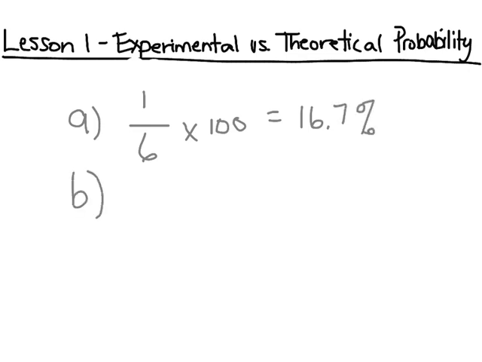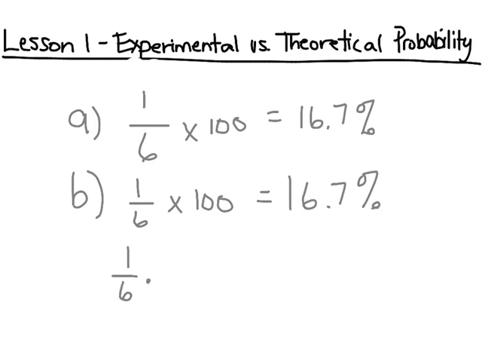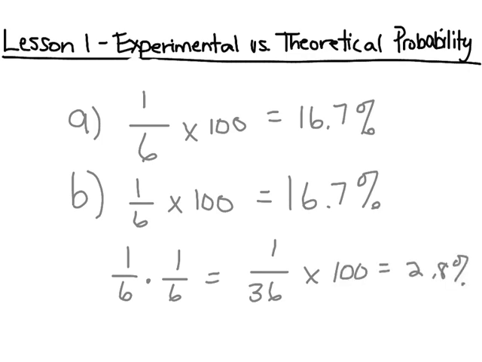Part B, what is the probability that you will roll a 6 on your second roll? Now because it doesn't matter what your first roll was, it doesn't affect this outcome at all. It's still 1 over 6. You still have 6 sides to the dice. So it's again 16.7%. And part C, what is the probability that you will roll a 5 and a 6? So for both part A and part B, we have to multiply the events together, which is 1 times 1 is 1, 6 times 6 is 36, 1 divided by 36 times 100 is a 2.8% chance. So your chances get lower and lower the more events you add.